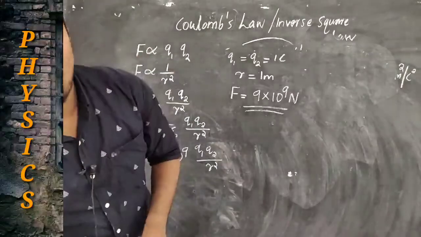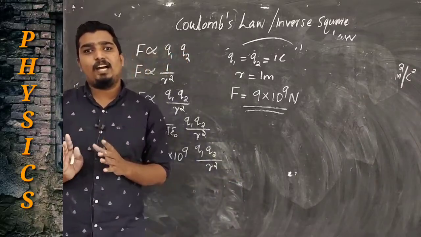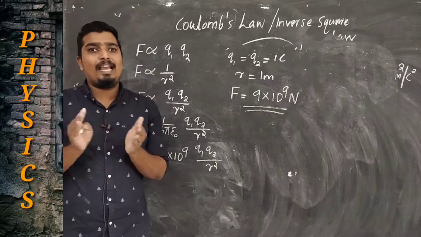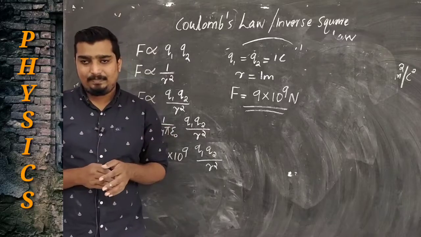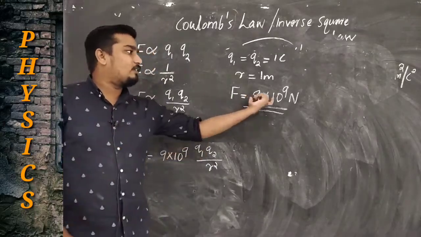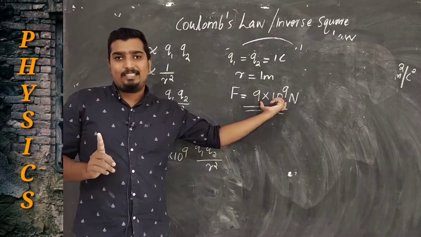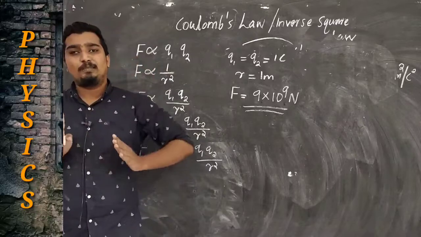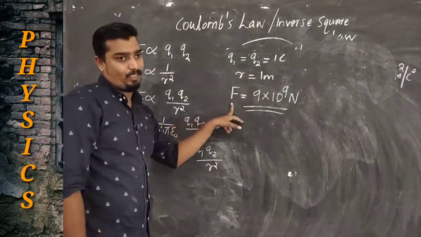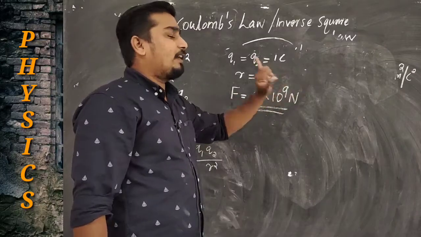So we can define the unit of charge, coulomb, as follows. 1 coulomb is that charge which, when placed in free space at a distance of 1 meter from an equal and similar charge, repels it with a force of 9 into 10 raised to 9 Newton.